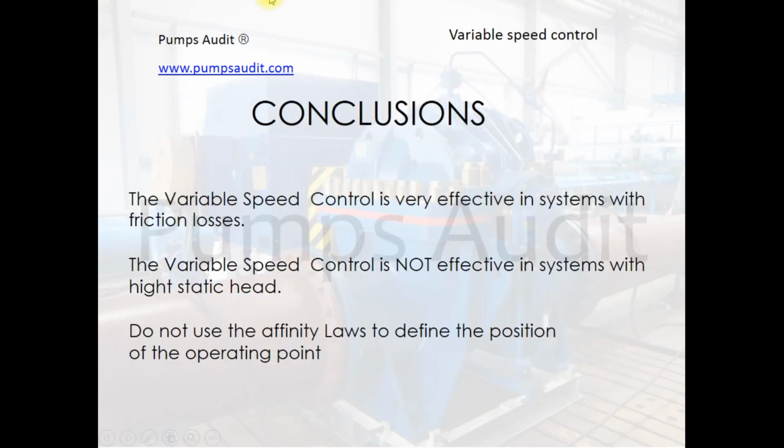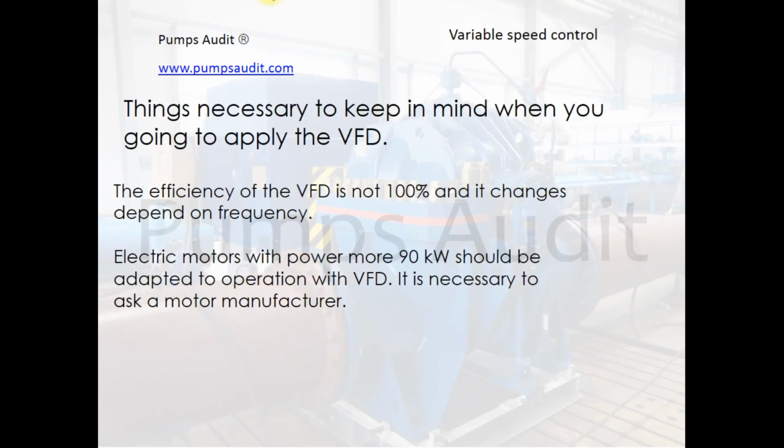Main conclusions. The variable speed control of a pump is very effective in systems with friction losses. The variable speed control is not effective in systems with high static head. Do not use the affinity laws to define the position of the operating point. In many cases, pump speed control gives users a great opportunity for power saving, but it's necessary to keep in mind some conditions which are very often not considered by users.